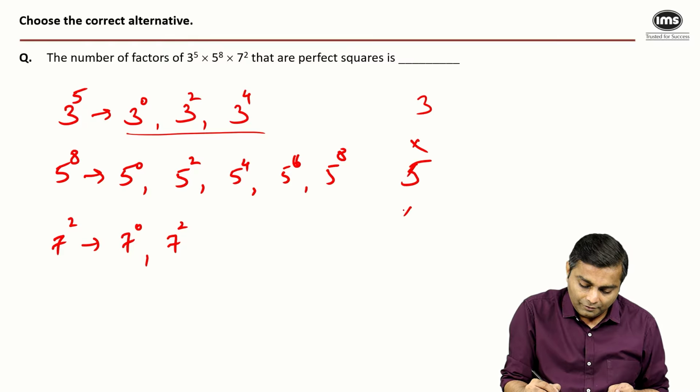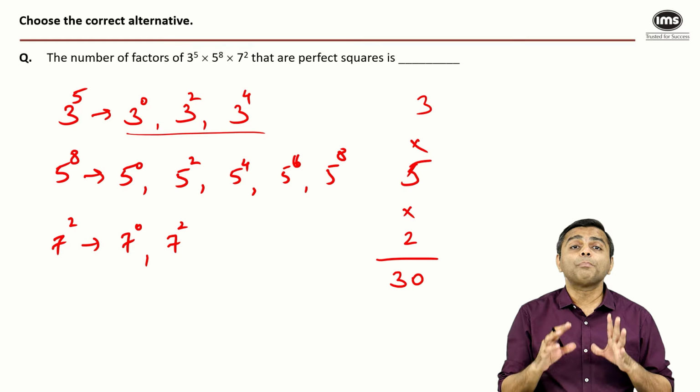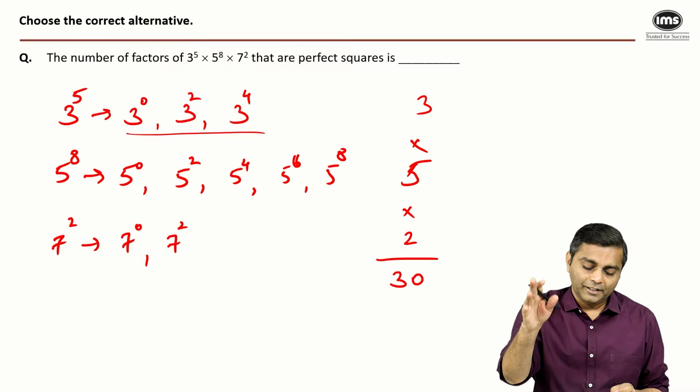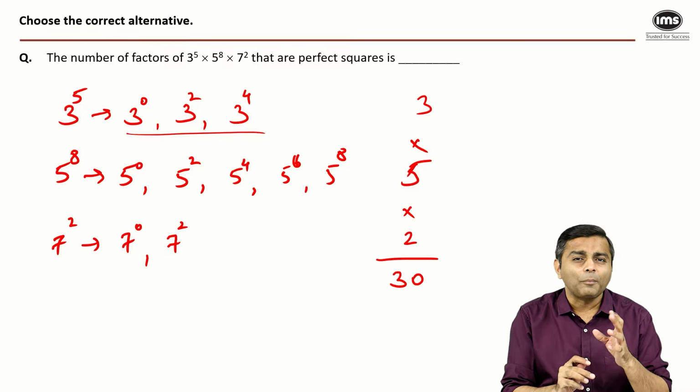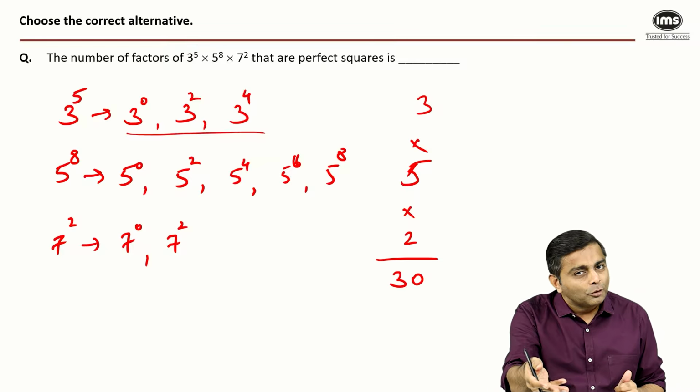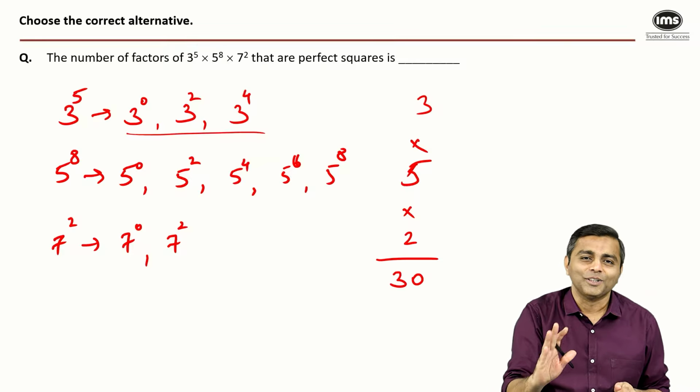So 3 into 5 into 2. Answer is a simple 30. 30 perfect square factors exist of the number 3 raised to 5, 5 raised to 8 and 7 square. It's a very straightforward property if you know it, and if you have taken IPMAT Indore, you better know it. If you are going to take IPMAT Indore, you still better know this.